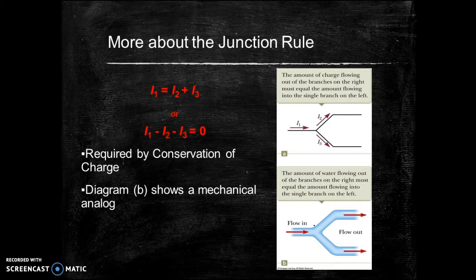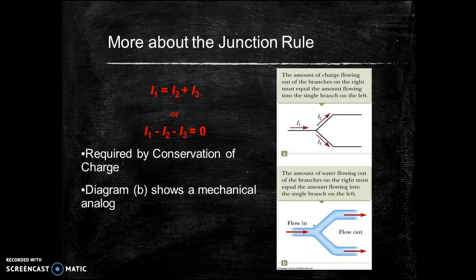The diagram B shows a mechanical analogy of the first rule. So the first arrow on the left shows water flowing into a pipe that has two outlets. The sum of water flowing out of the branches must equal the amount flowing into the left pipe. Again, this is required by the fact that water cannot be created or destroyed inside the pipe.